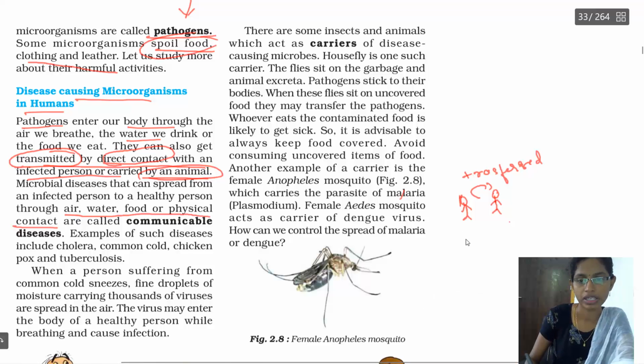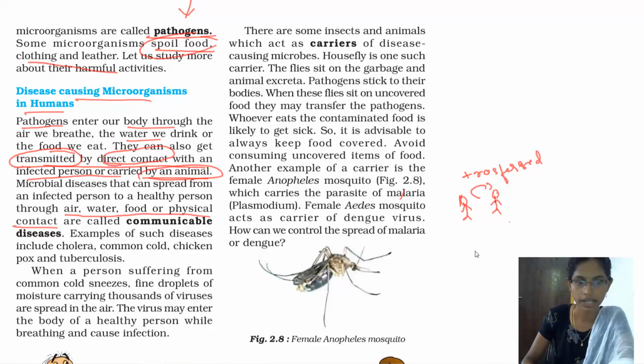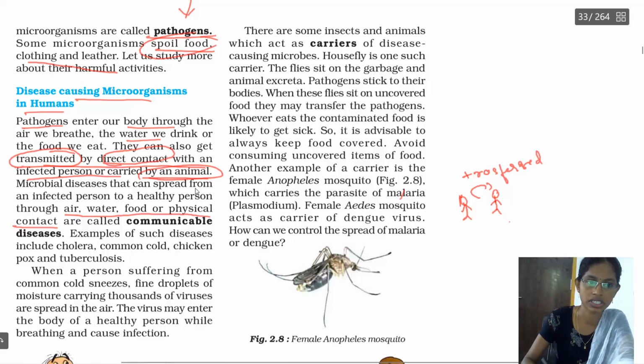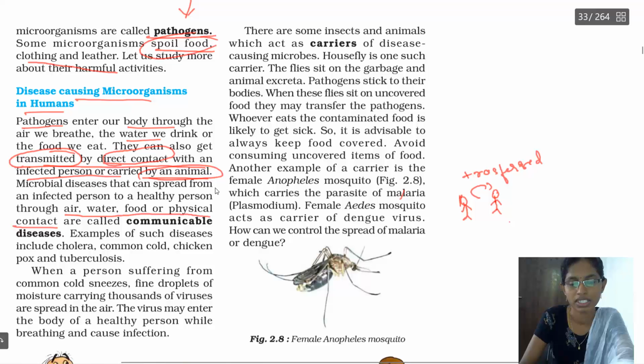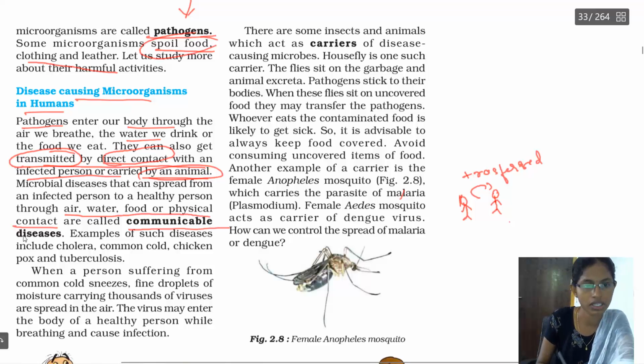Spread by air means that whenever a person coughs or sneezes, the microbes are released into the air, and that air is breathed by another person. That other person is going to get the disease. The water is the same: if the water contains microbes, people are going to get infected. And by physical contact, by touching hands or the body, we can get the diseases. Such kinds of diseases we call communicable diseases.